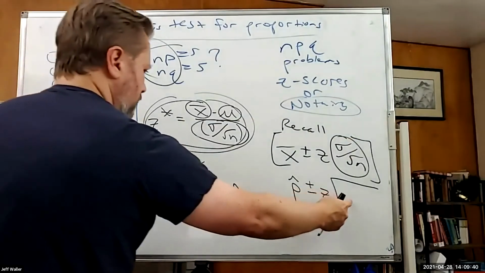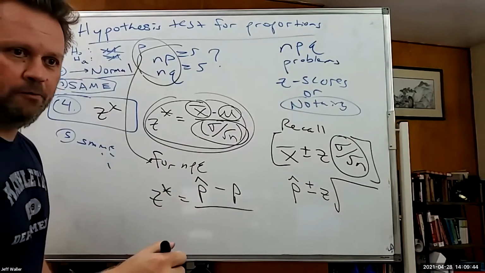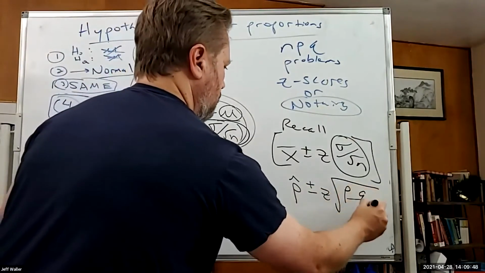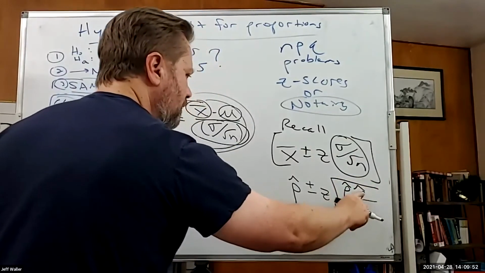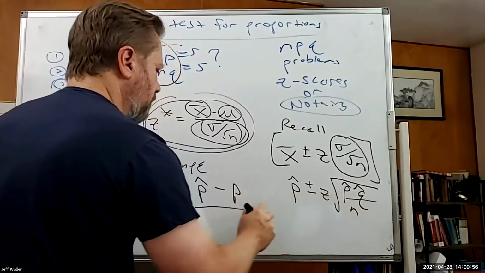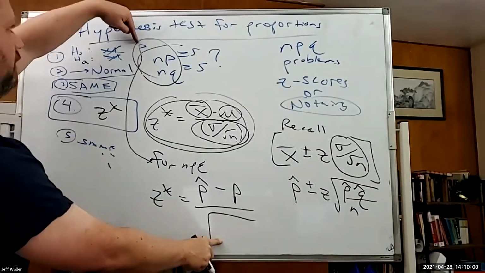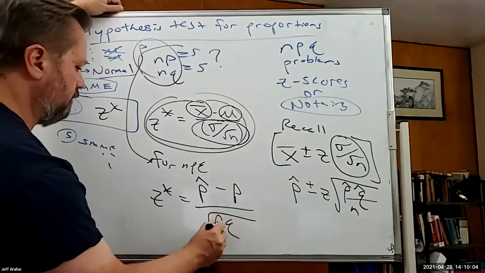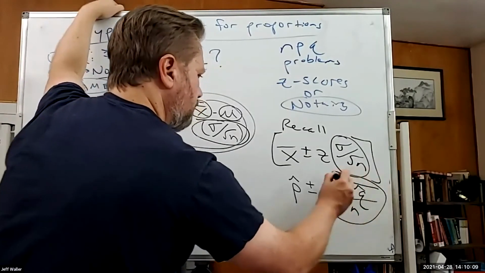So what goes here? Does anyone recall? PQ over N. Yeah, and they had hats. They had hats because in a confidence interval, I don't know what P and Q are. In a hypothesis test, I'm going to assume I know what P is. So this is going to be hatless P, hatless Q over N. This must be the standard deviation.